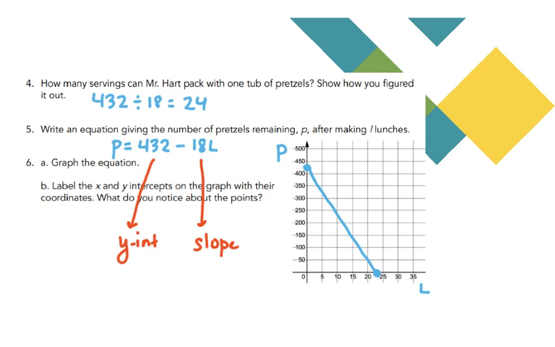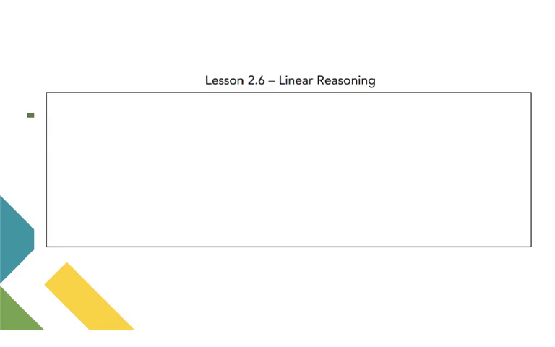So what we notice when we label our x and y intercepts, we are at (24, 0). That's how many lunches we made when we ran out of pretzels. And on the y-axis, or the p-axis, I should say, we are at (0, 432). And that's how many pretzels we started with. So let's go to the next page and do a little summary of what we have just learned. So I'm going to go ahead and write that formula we all learned a while back, y equals mx plus b, and we're going to talk about what is important to remember about that formula.